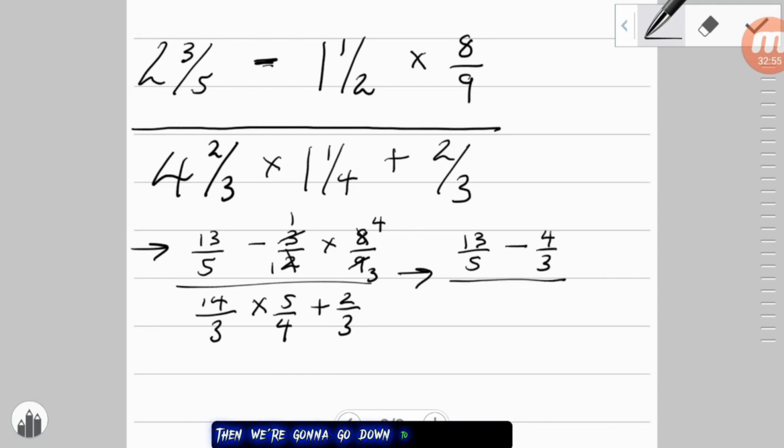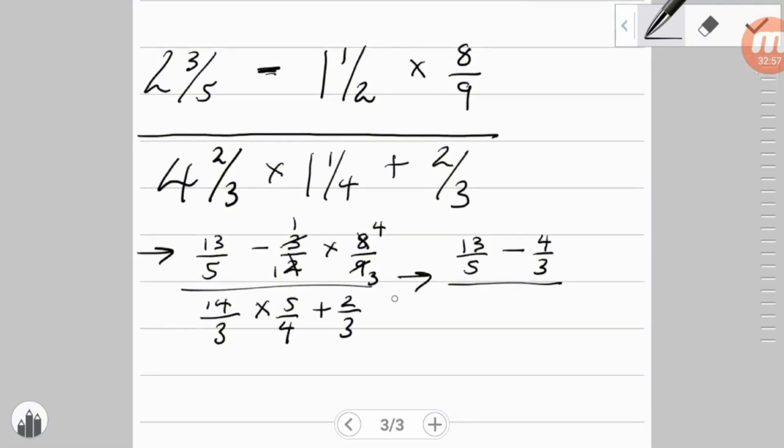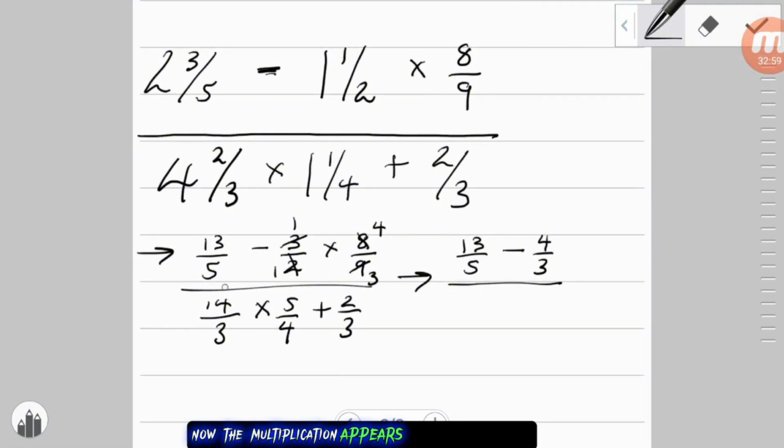Then we're going to go down to the bottom to see what we need to do here. Now the multiplication appears before the addition. So once again, you cannot add before you multiply. You have to multiply before you add.